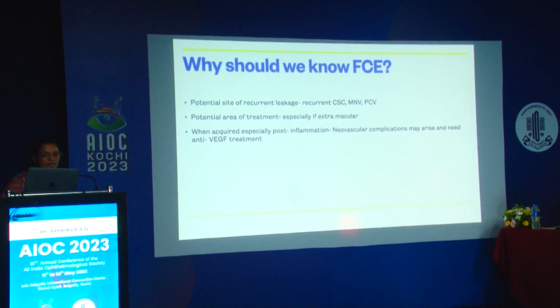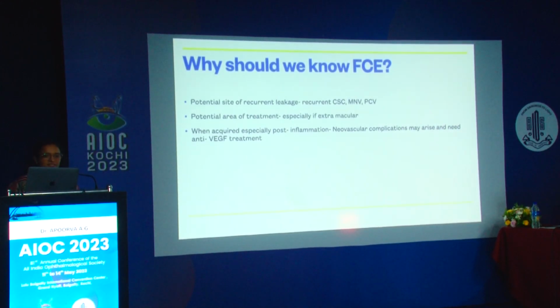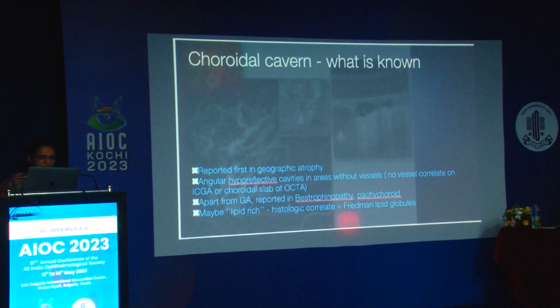So why we should know FCE is because it's a potential site of recurrent leakage in recurrent CSC, MNV, PCV. It is a potential area of treatment, especially if it's extramacular, and it can be a post-inflammation acquired FCE where neovascular complications may arise and need anti-VEGF treatment along with anti-inflammatory treatment.